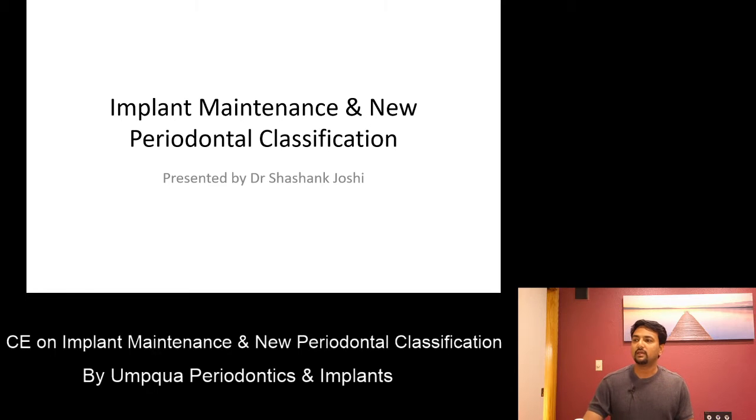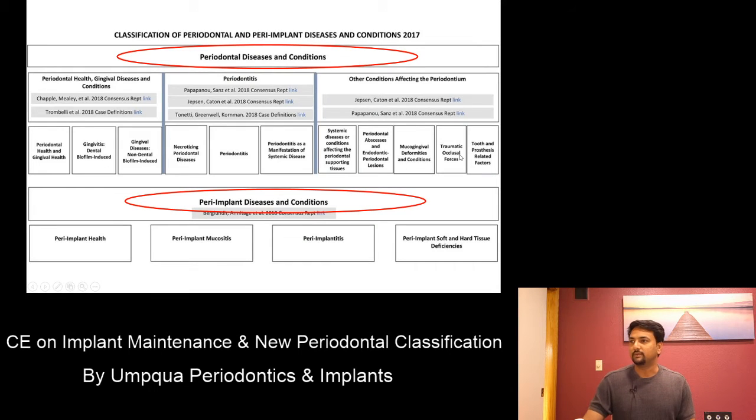So let's begin. I'm going to point out that this is the new classification which came out in 2017. A group of experts from all over the world got together and created this new framework. As you can see on my slide, there are two main categories under this: periodontal diseases and conditions. And for the first time, peri-implant diseases and conditions is included in this classification.